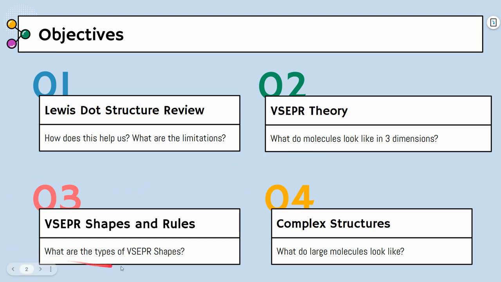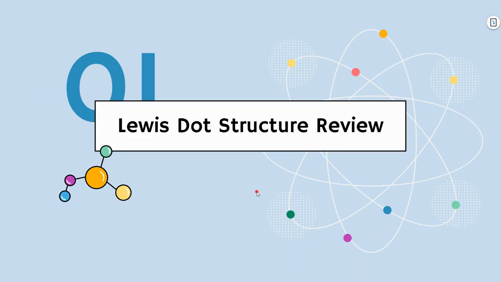We're going to talk about the shapes that we use for VSEPR theory and the different rules we use to create those shapes. And finally, we'll talk about complex structures, or what large molecules look like. So that being said, let's do a quick Lewis dot structure review.